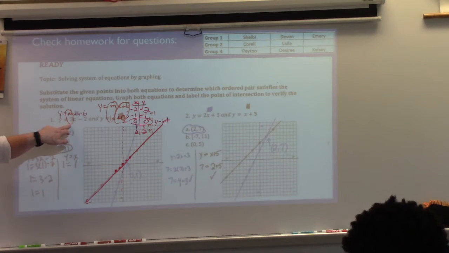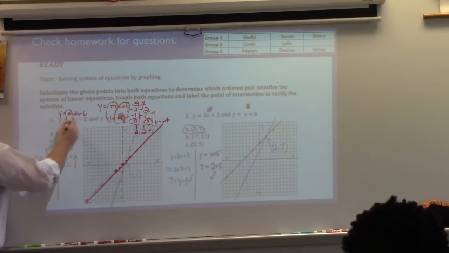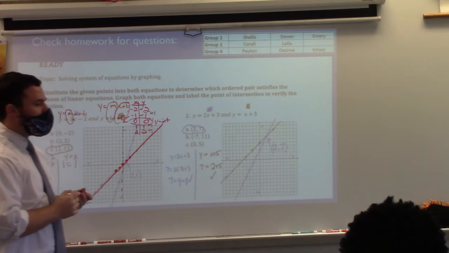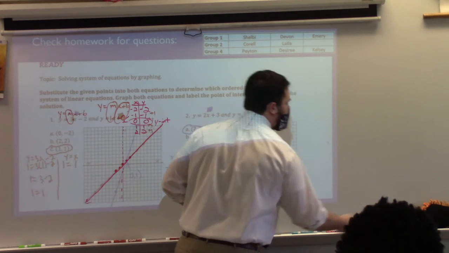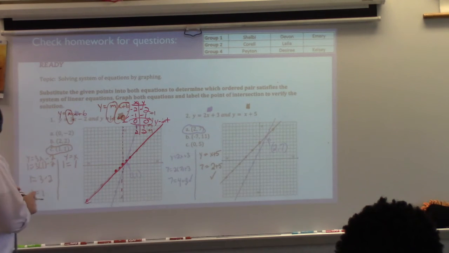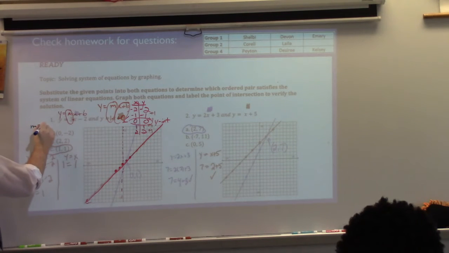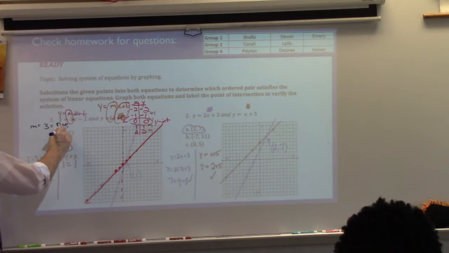Remember, what's happening between the 3 and the x? They're being multiplied, and that multiplication is repeated addition. That's what we want to pay attention to here. I'm multiplying by 3, so I'm repeatedly adding 3. Which also, remember, slope is rise divided by run, so 3 divided by 1. Notice, that's my rate of change.